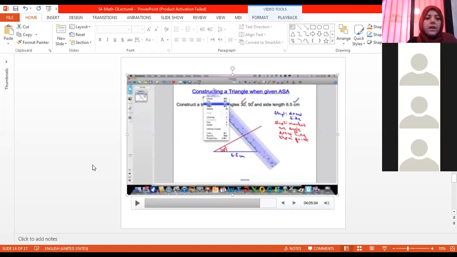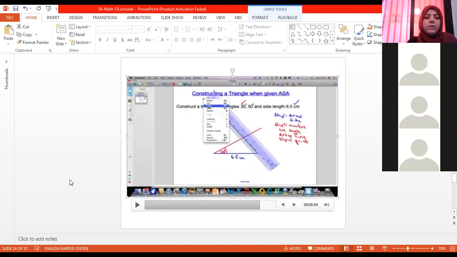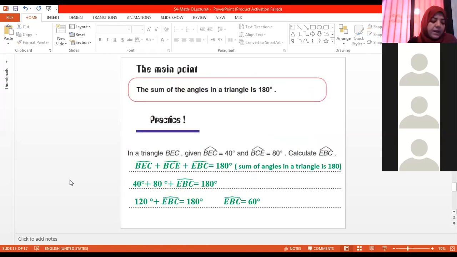Okay, so now the third thing I'm going to talk about is finding the missing angle in a triangle. If I have two angles, how can I find the third one? Let us start. For example, in triangle BEC, we have the first angle, which is 40 degrees, and the second one is 80 degrees. I need to find the third angle.